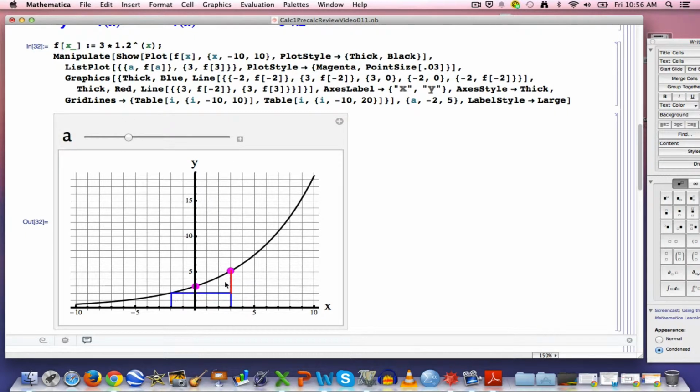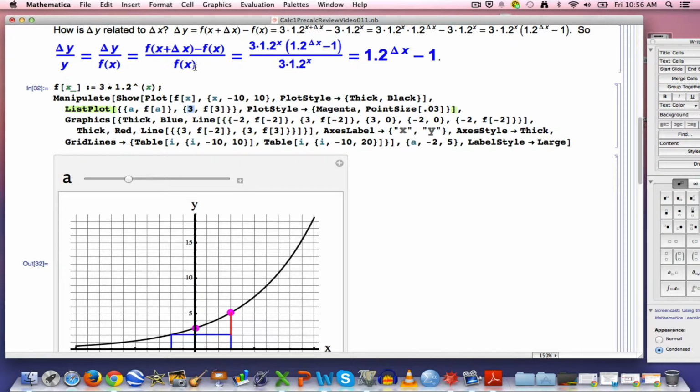I also want to move the other point. Let's see. So I'll change this. What do I want to move it to? I want delta x to stay fixed, by the way. I want delta x to stay fixed at 5. So I'm going to make this an a plus 5 and this an a plus 5. That'll move the other point as well.